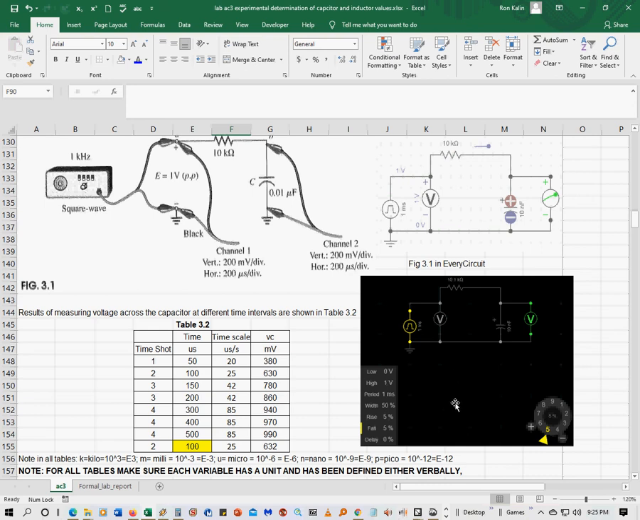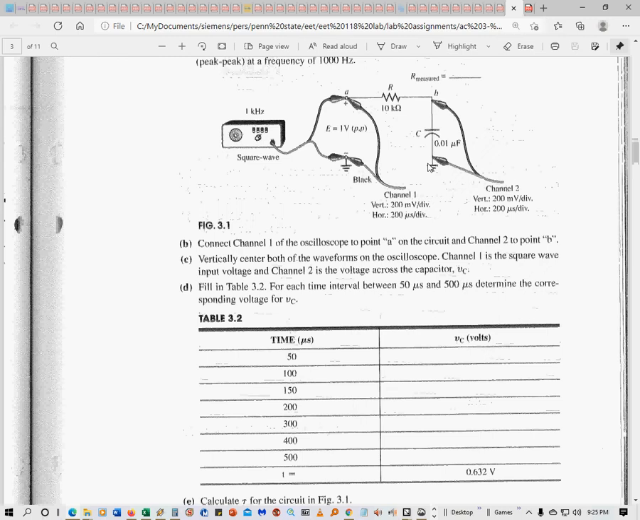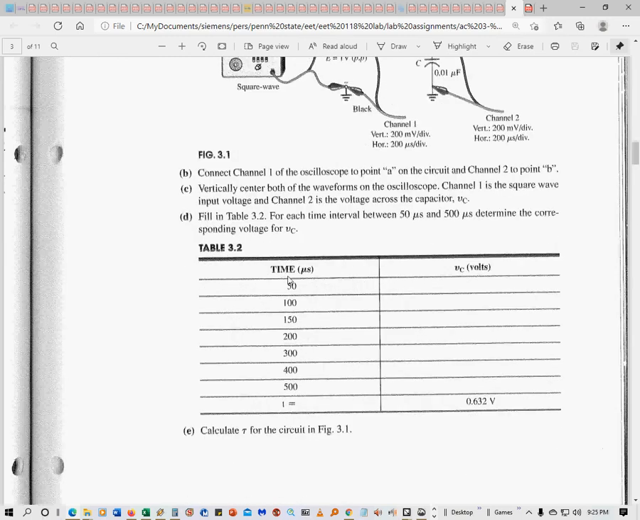When you do this in the lab, I'm not sure you can make all those minute changes. I think you can a little bit, but for simplicity and consistency, I'm showing you what I picked here. So what I want you to do is measure the voltage across the capacitor at these different time intervals. And then at the very bottom, I want you to fill in what the time is for the voltage to be equal to 0.632.